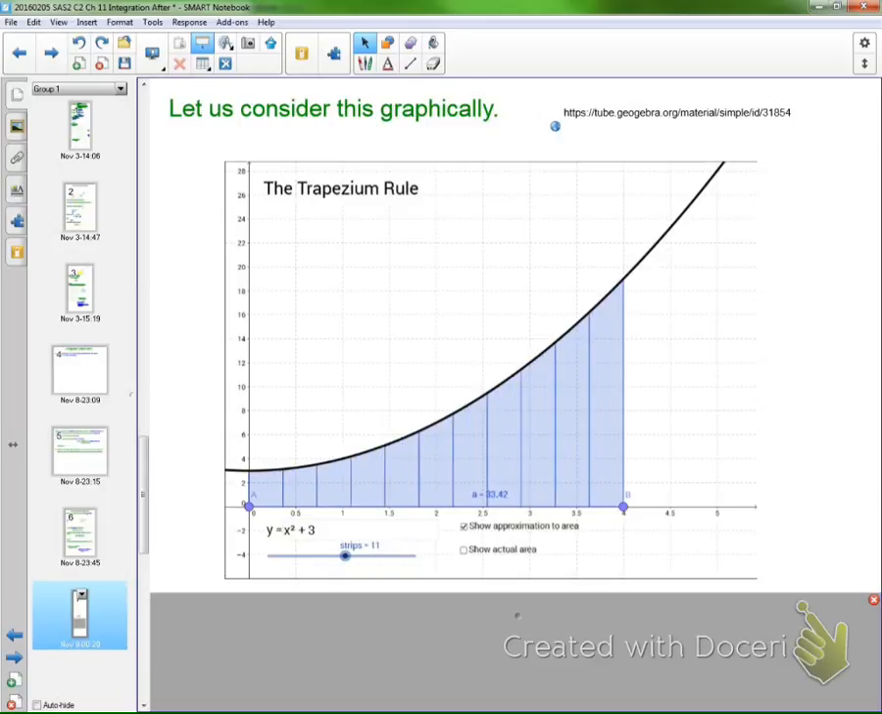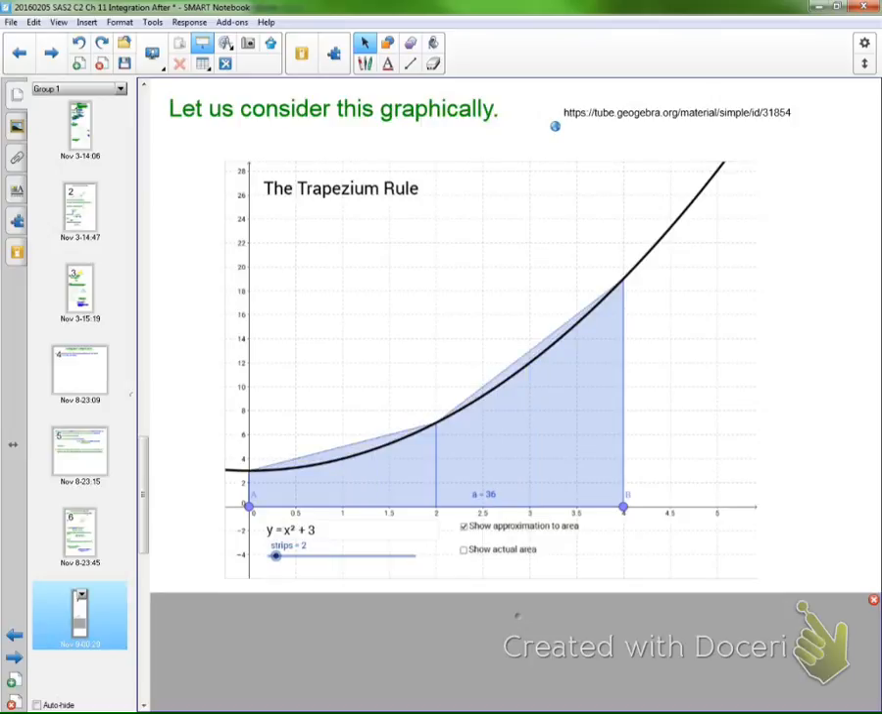If we decrease the number of strips, so if we're down to just say 2 or 3 strips, then we have this extra bit of area here and this extra bit of area here, so we're getting an overestimate of the curve.